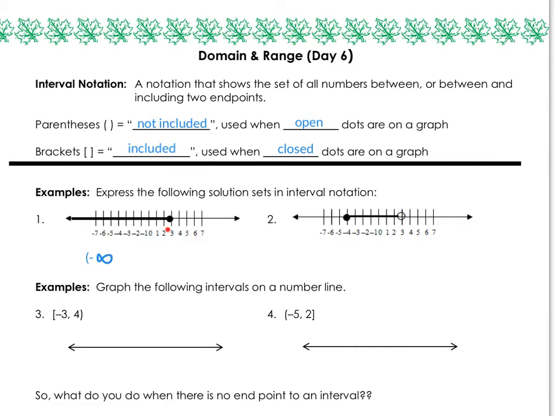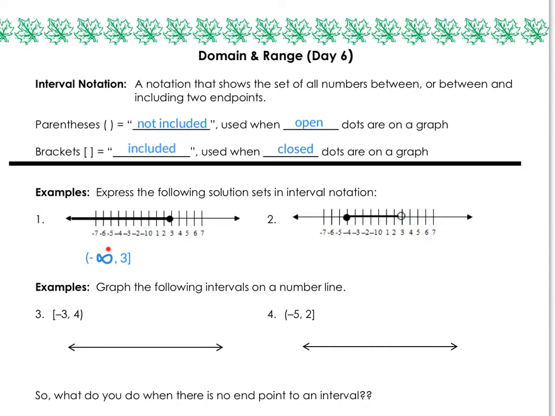And then where does it go up to? Well, if I look here, I can see that it stops at this point right here. That's 3, and we have a closed dot there. Closed dots mean it's included, so we're going to use a bracket. When it's not included, we have open dots or an arrow showing that we can't ever touch infinity, so that's why this one has a parenthesis. So up to 3, and then we use a bracket. So that's how we write that.